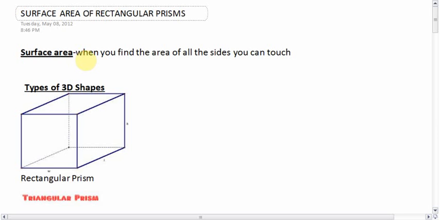Surface area is basically the area of all the sides that you could touch in a 3D shape. So what is a 3D shape? Well, here's an example. Nothing too spectacular, but like a box like this. The technical name would be a rectangular prism. And what you would do is you'd have to find the area of all the different sides and add it up. So it's kind of like a composite shape where you have to break up the shapes and then find the area of the separate shapes.